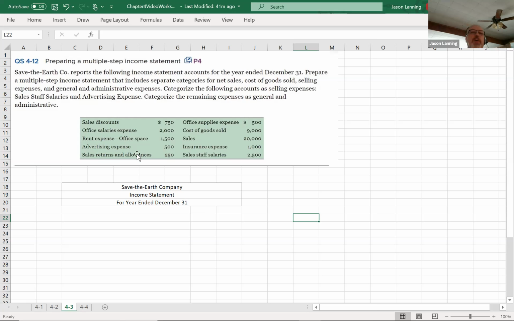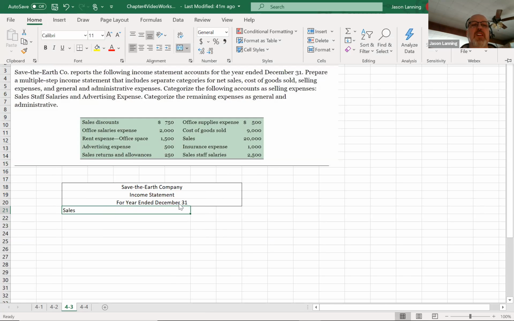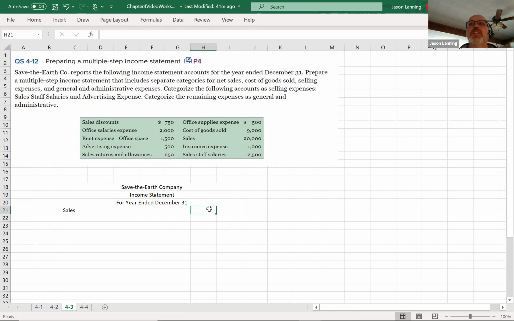So remember, when we talk about a multi-step income statement, really, we start with sales. All right, so we start with sales, and we have an amount here. Our sales are $20,000. So we have sales of 20,000. All right. Now, again, we have sales. We want net sales here.